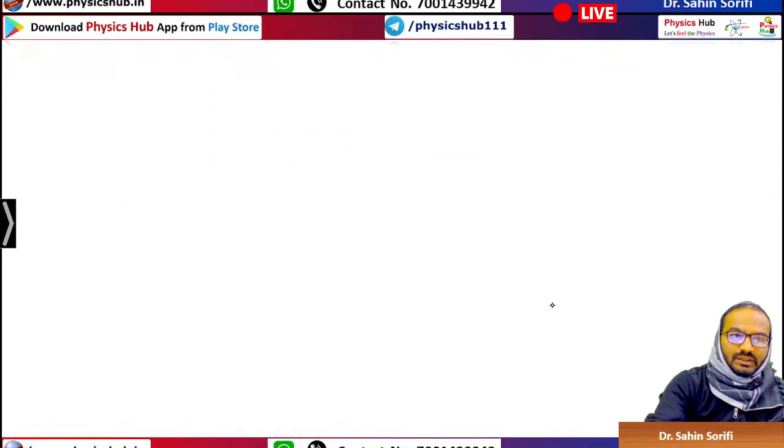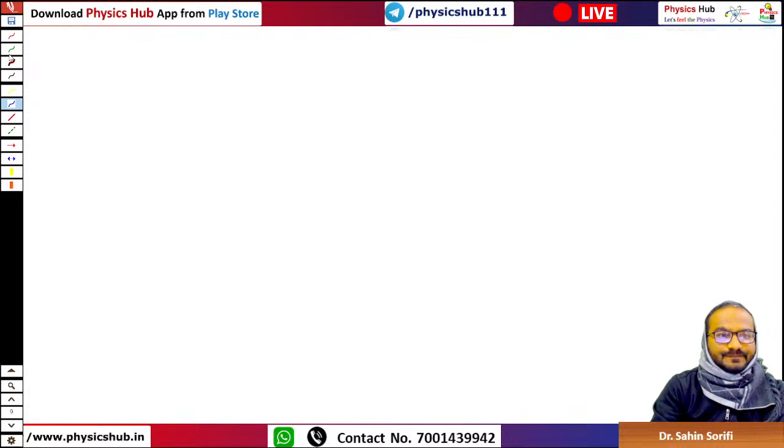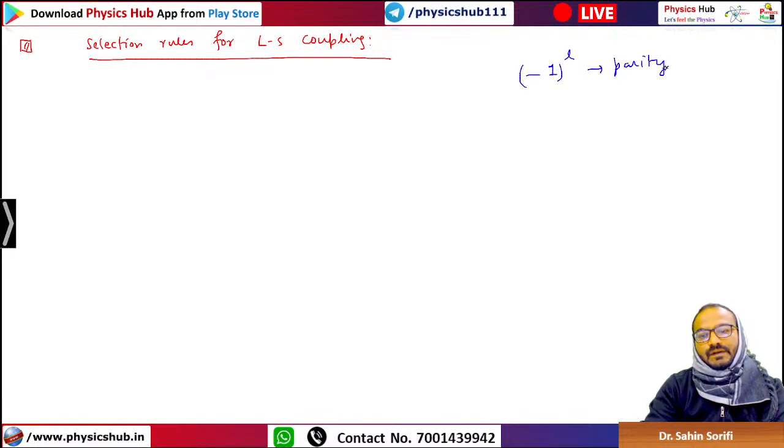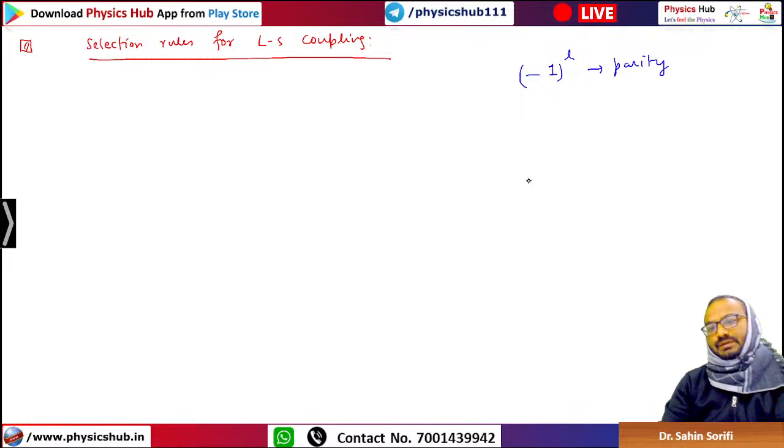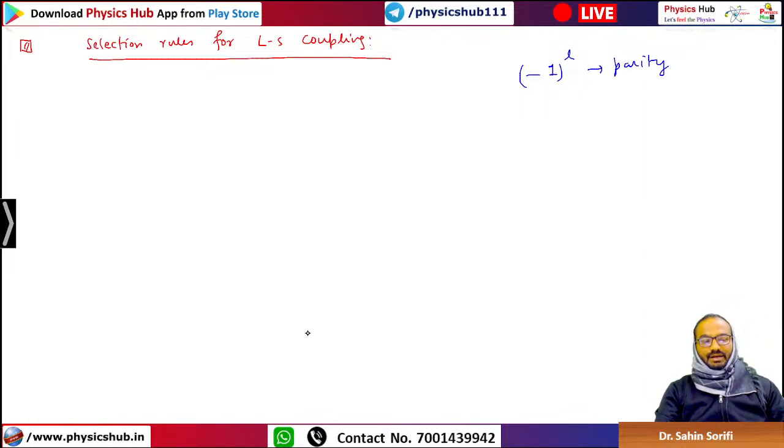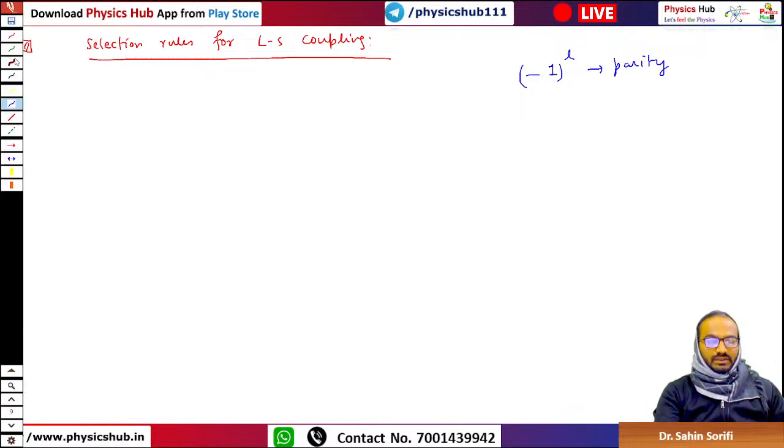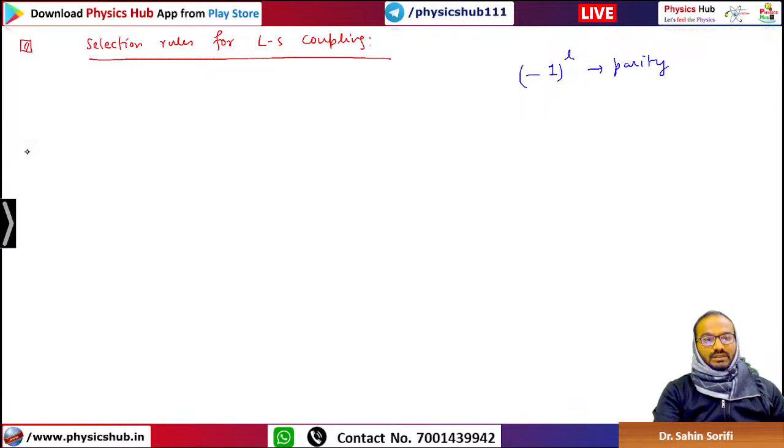Let's go for selection rules for LS coupling. You know about parity, right? If you calculate minus 1 to the power L, that gives you the parity. If L is even, then the parity will be positive. If L is odd, parity will be negative. Now we'll consider the selection rules for LS coupling. Let's consider one electron atoms first.